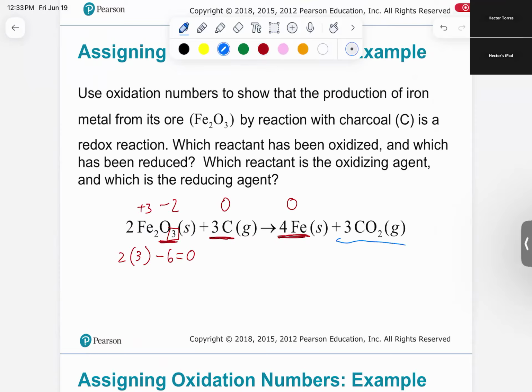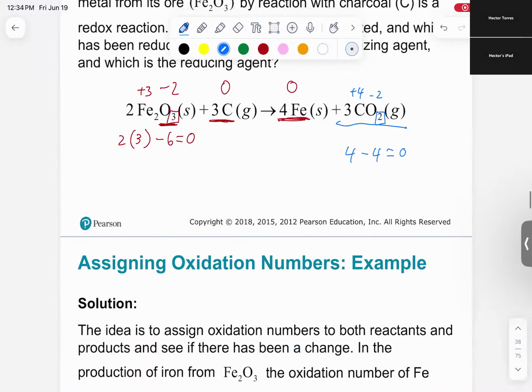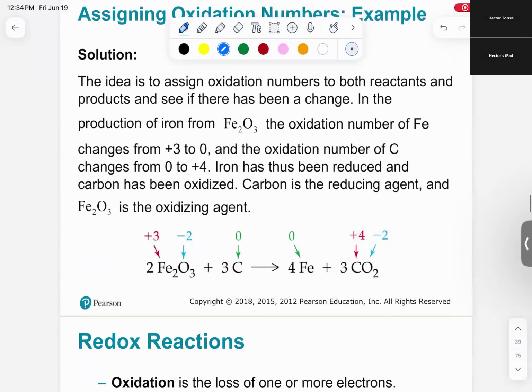Okay, now let's go over here. I have oxygen again. Oxygen is going to be -2. Now there are 2 of them. Okay, so I have -4 in total. I know I need to balance it out to be 0. That means I have to have +4 to be able to balance out that -4. So these are going to be my oxidation numbers. Okay, so as we see here, we got them right. I have that +3, -2, 0, 0, +4, -2. So that's good.